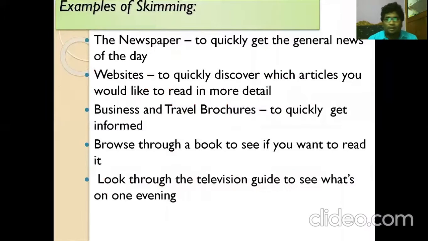Let's see more examples of skimming. Skimming can be seen when we are reading a newspaper, because we just get the general news of the day.